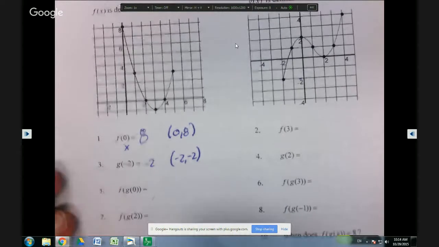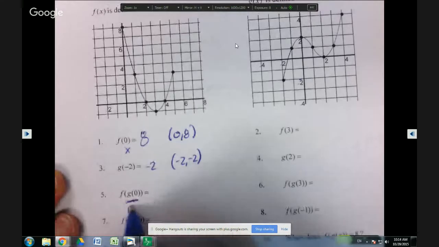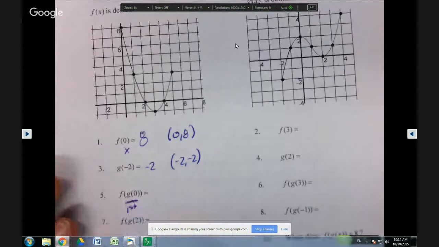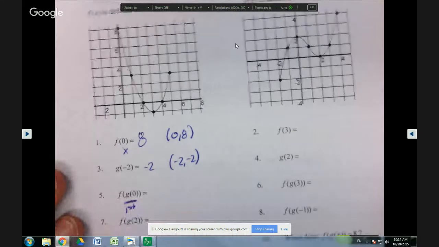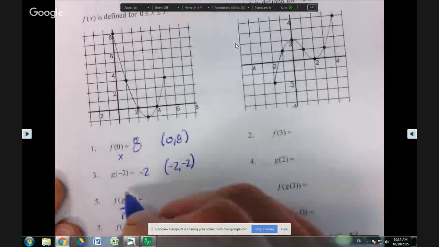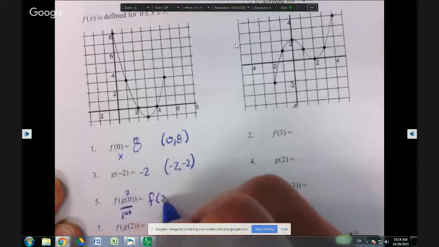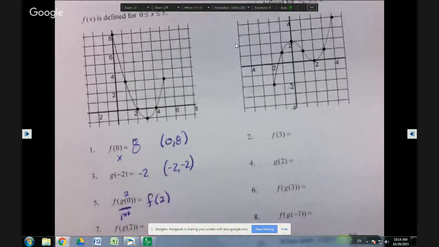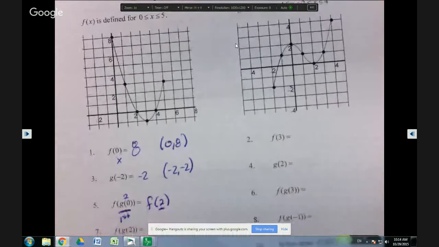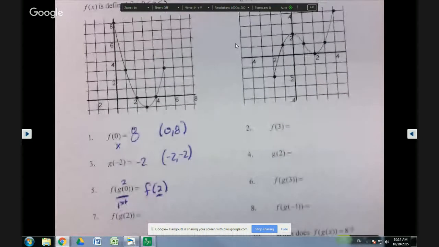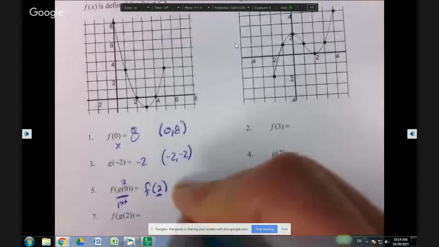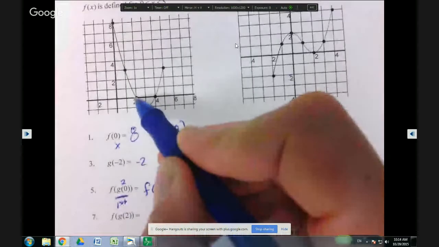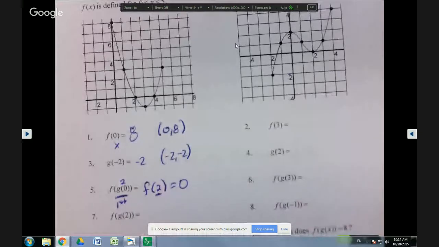Okay, so this means we need to do g of 0 first. What is g of 0? 2, okay? So that means we need to do f of 2, right? Because for g of 0, we've just substituted 2 in there. f of 2 is 0, right there. So you're just doing a two-stepper instead of a one-stepper. That's what we mean by putting them together in a string.